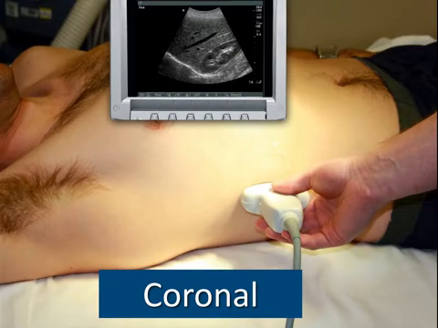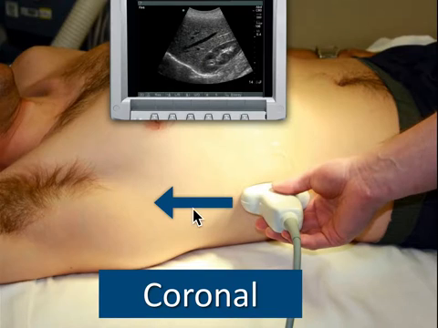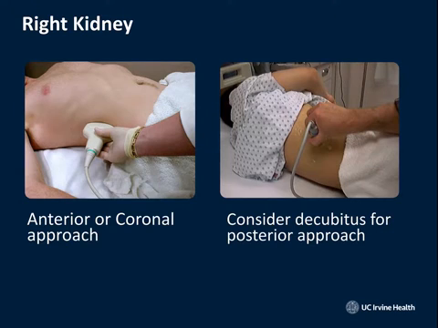And then coronal is just like the sagittal plane in the sense that it's longitudinal. However, it's coming from the side of the body, indicator towards the patient's head. This would be lateral. The sound is being thrown medially into the body. This is superior, this is inferior, just like the sagittal plane.